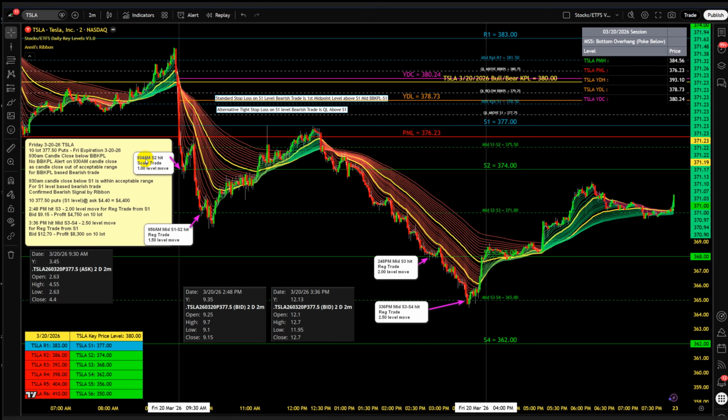As you can see here, 9:34 a.m., we have an S2 hit. That is your scalp trade. So if you're just trading Tesla shares, or you have your option and you just want to do a scalp exit, the S2 hit on this trade is your scalp-only exit, because it is a one level move in your favor on a bearish trade from S1 down to S2.